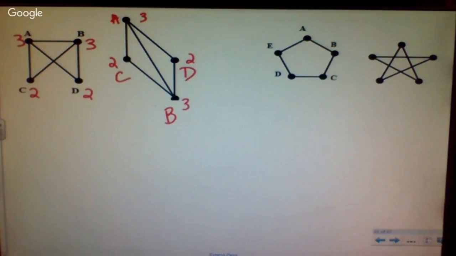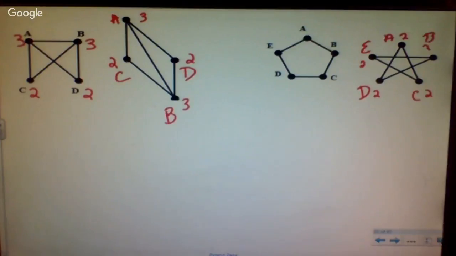And then finally, your last one. How many lines are coming off of each point? 2. Guess what? Each one of these are also 2. So you can go A, B, C, D, and E. So that's another way to look at these and tell whether they are the same or not. Question.